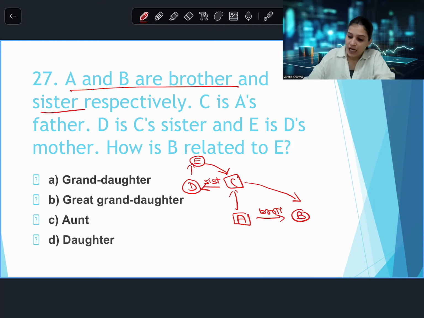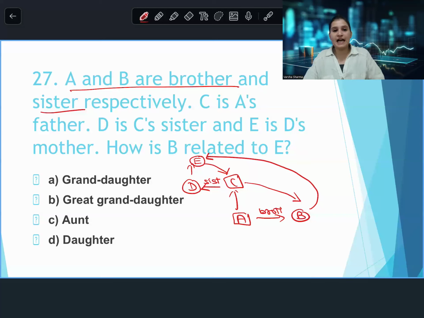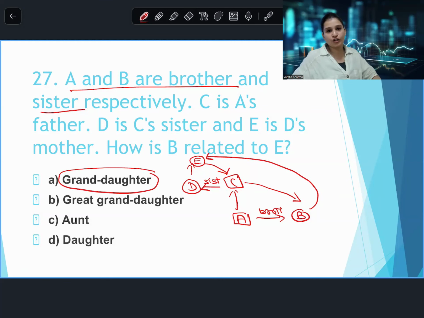How is B related to E? Three generations. B will be granddaughter. E will be grandmother. B is granddaughter of E, or E is grandmother of B. Yes, ma'am.